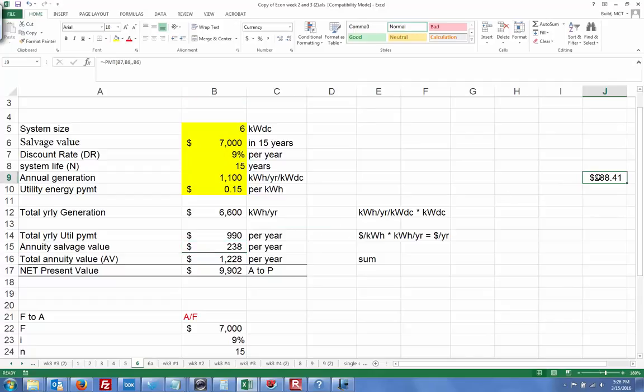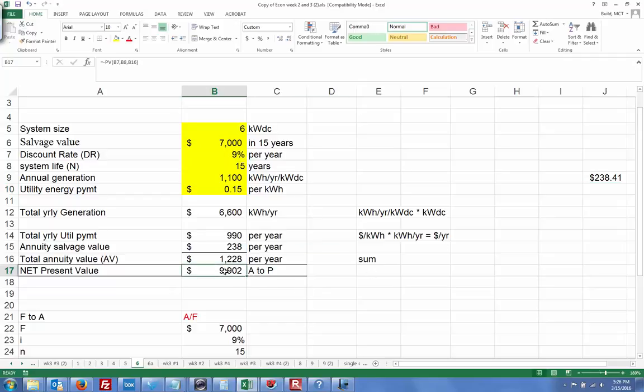The payment function is the rate, which is 9%. Number of periods is 15 years. There is no present value, so there's just a blank there. And then the future value is $7,000. So then the net present value is all of those added?